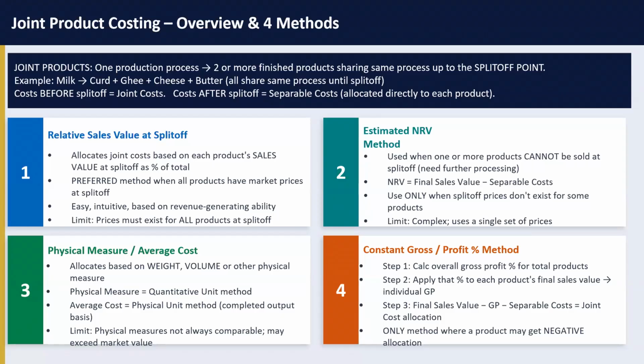So this method is easy. Yes, it's easy and it's intuitive, because at the split off we are able to divide this joint cost among the products, and it is based on revenue generating ability. Based on the sales value capacity itself, we are allocating the cost. So it's correct. Based on the capacity of that product, we are allocating the cost for it. So what are the limitations? Prices must exist for all the products at split off. If not, you can't use relative sales value at split off point.